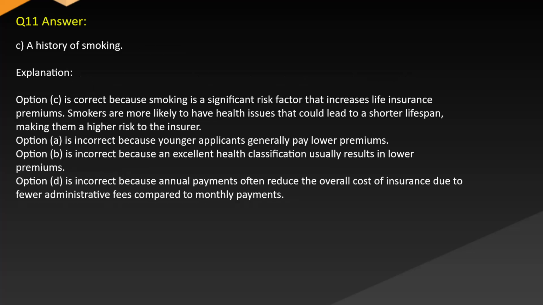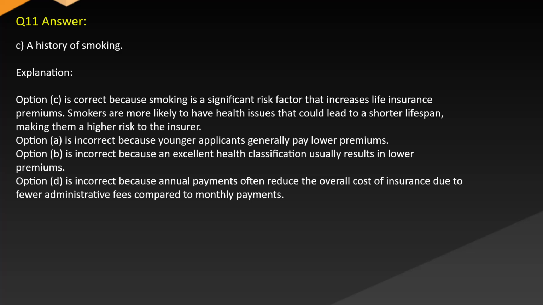Answer C. A history of smoking. Explanation. Option C is correct because smoking is a significant risk factor that increases life insurance premiums. Smokers are more likely to have health issues that could lead to a shorter lifespan, making them a higher risk to the insurer. Option A is incorrect because younger applicants generally pay lower premiums. Option B is incorrect because an excellent health classification usually results in lower premiums.